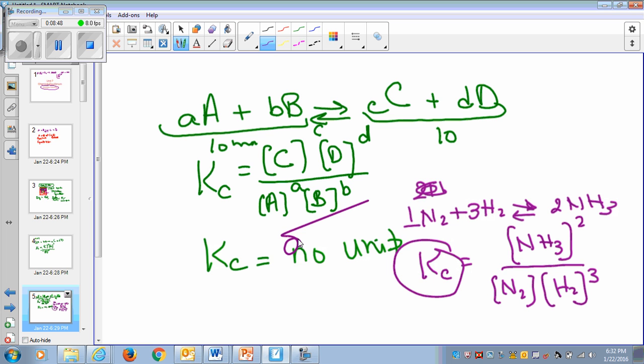And then you need to know the equilibrium law. Okay, the same thing one more time. The law of chemical equilibrium states that at a given temperature, the ratio of the concentration of the products to the concentration of the reactants is constant.